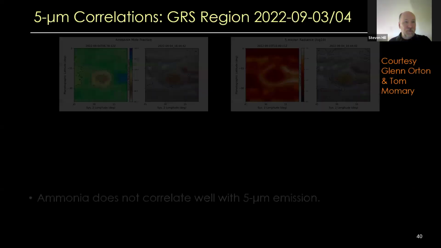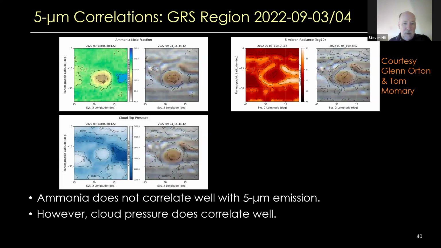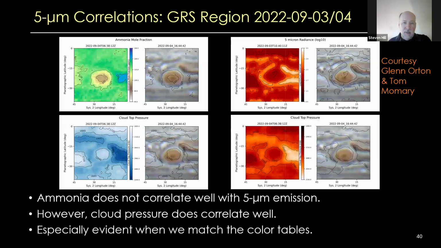We also looked at 5-micron correlations in the Great Red Spot region, with data courtesy of Glenn Orton and Tom Momary. The ammonia data really doesn't correlate well with the 5-micron emission. However, the cloud pressure does correlate well. In fact, if you change the color table to be the same color table as we use for the 5-micron radiance, the correlation is really pretty astonishing. There's definitely lower spatial resolution, but not only is the lower radiance at the Great Red Spot visible, a lot of other features around there are visible, just at lower resolution because of the smaller telescope.